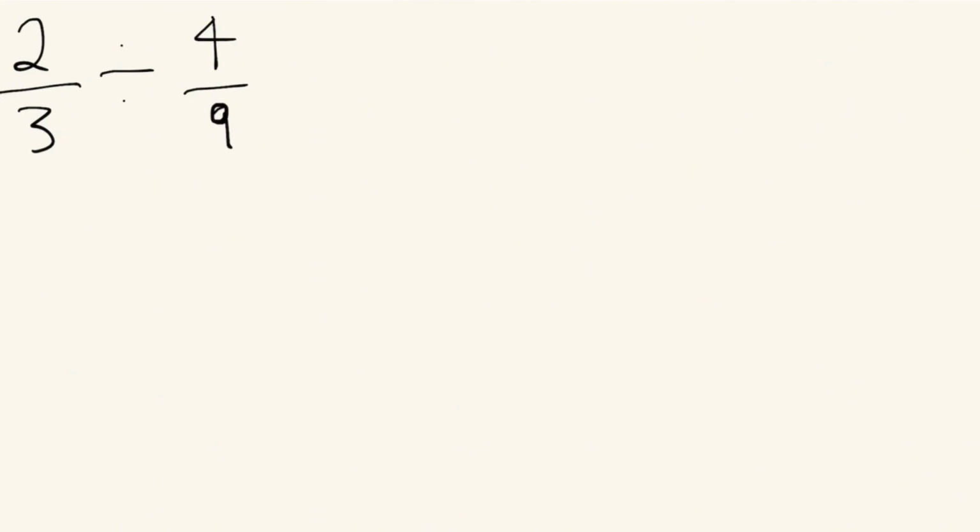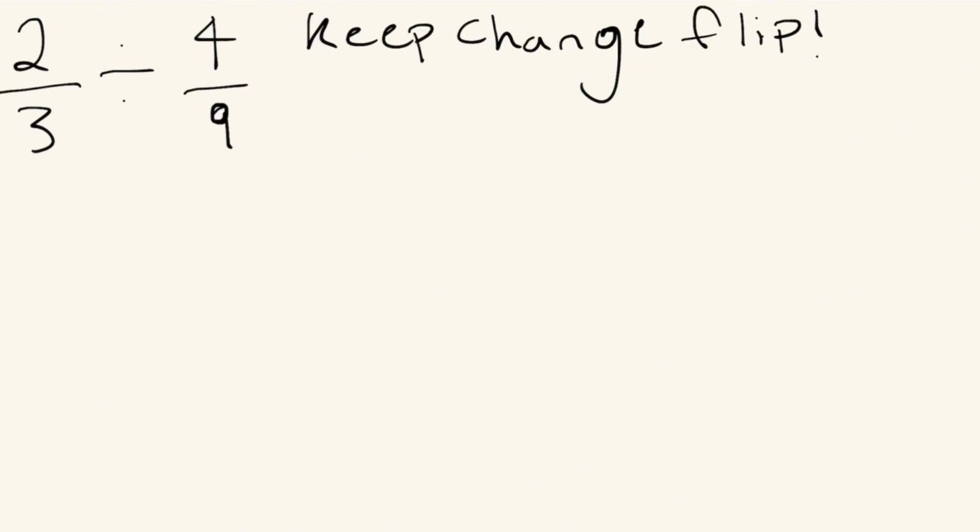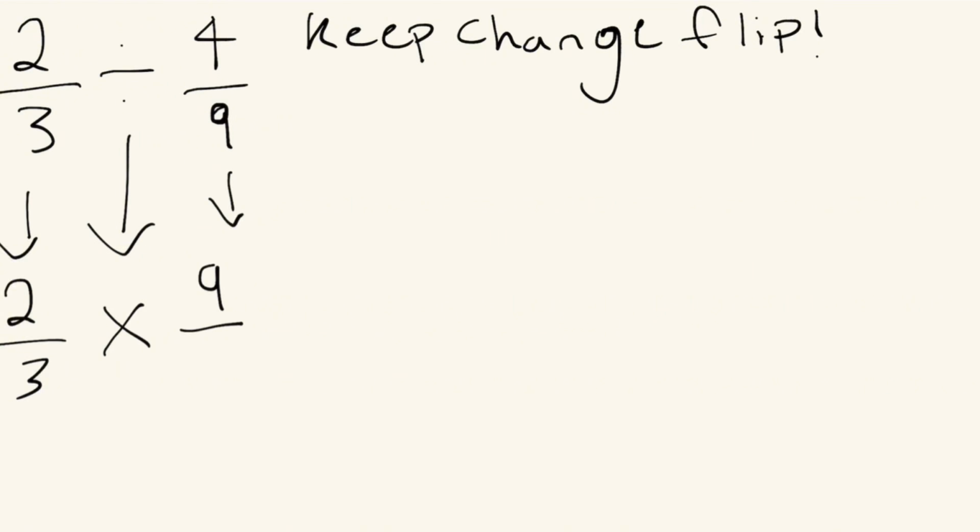Let's look at our first division problem we have here. We have 2/3 divided by 4/9. Now when you're dividing fractions, you always have to use the method keep, change, flip. So we're going to keep our first fraction, which is 2/3, change our division sign to a multiplication sign, and flip our second fraction. Flip the numerators and the denominators to just turn it around.